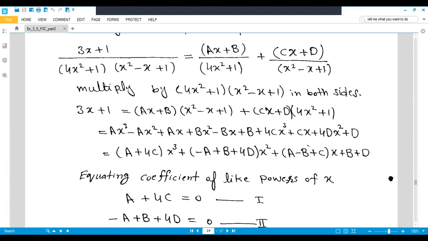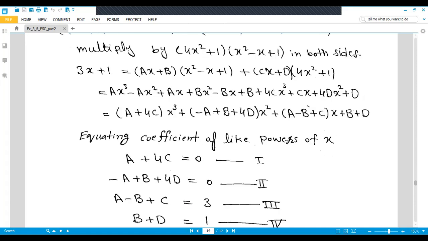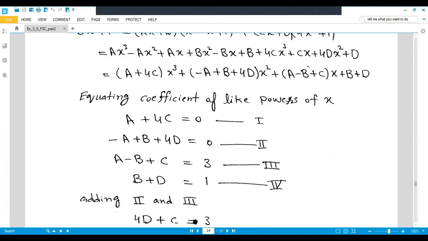Now equating the coefficients of like powers of x, that means the power of x cube, x square, x and the constant. Here on the left hand side there is no x cube, so we write 0, and for x cube on the right hand side a plus 4c. This is equation number 1. For x square again on the left hand side there is no value, so 0, and here minus a plus b plus 4d is equal to 0. For x the coefficient is 3, so a minus b plus c equals 3, and for constant we have 1, and here b plus d equal to 1.